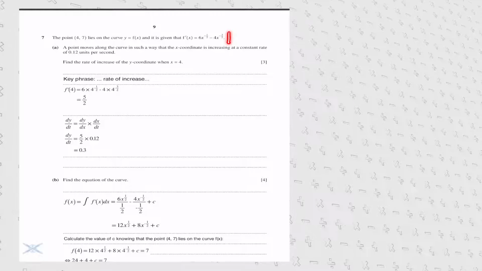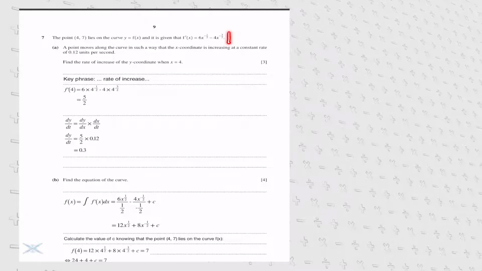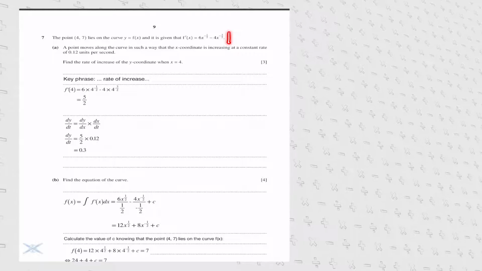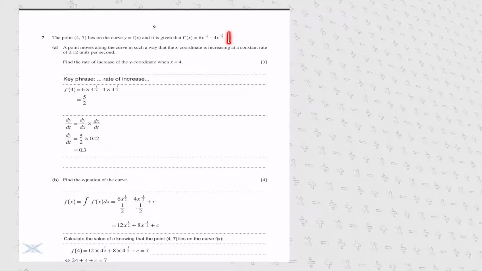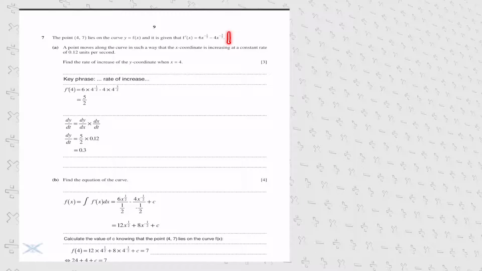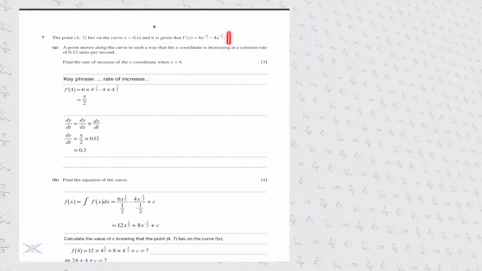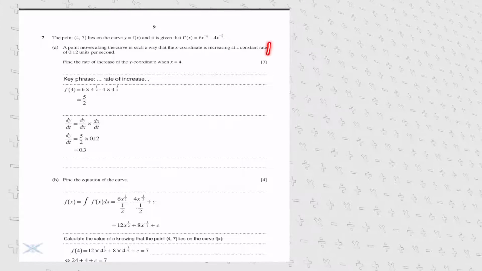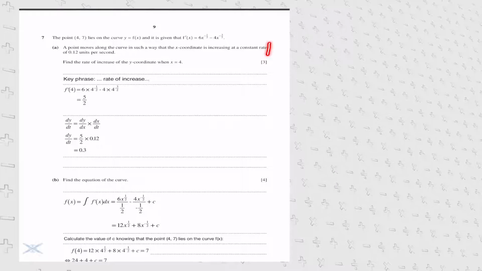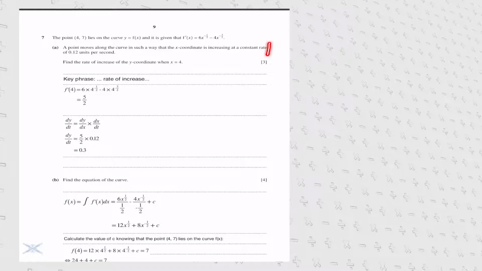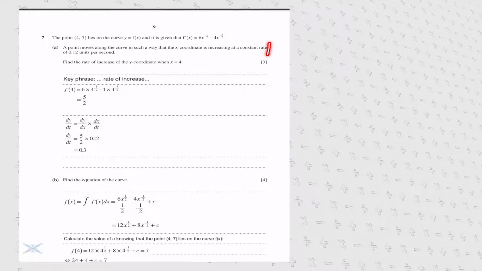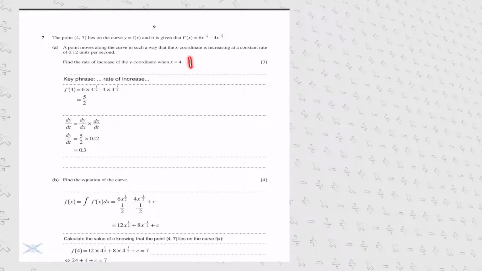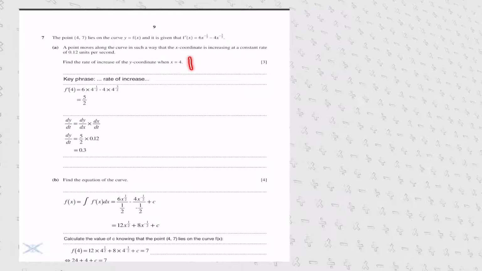Here it is stated that the point 4, 7 lies on the curve y equals f of x, and that it is given that its first derivative equals 6x to the power of -1 over 2 minus 4x to the power of -3 over 2. In part A it says that a point moves along the curve in such a way that the x-coordinate is increasing at a constant rate of 0.12 units per second. We are supposed to find the rate of increase of the y-coordinate when x equals 4.